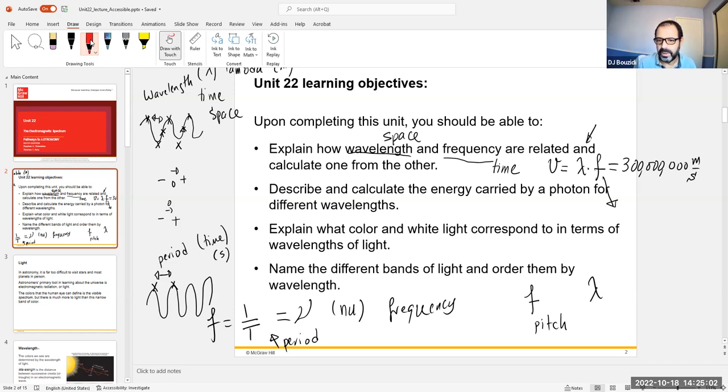That's a different color. Anyway, so if the wavelength is short, the frequency is high. In short, versus, let me write it with the blue now, versus when the wavelength is long, the frequency is low. This is basically what you need to know, okay?